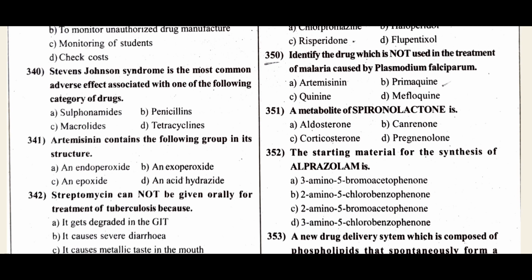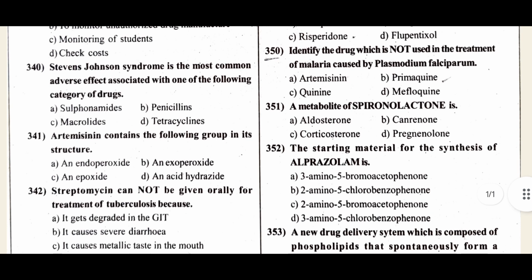Metabolite of spironolactone is option A aldosterone, option B canrenone, option C corticosterone, option D pregnenolone. The correct answer is option B, canrenone.